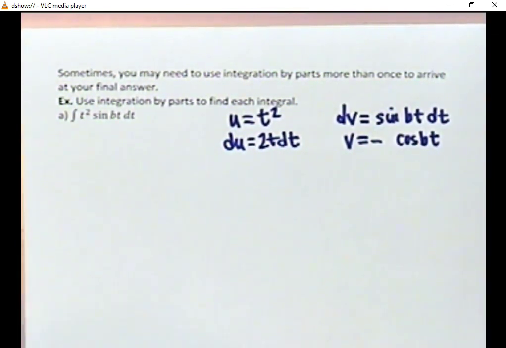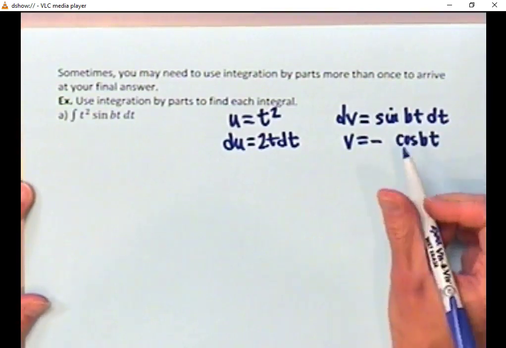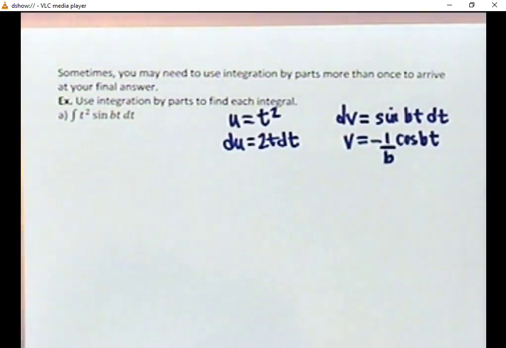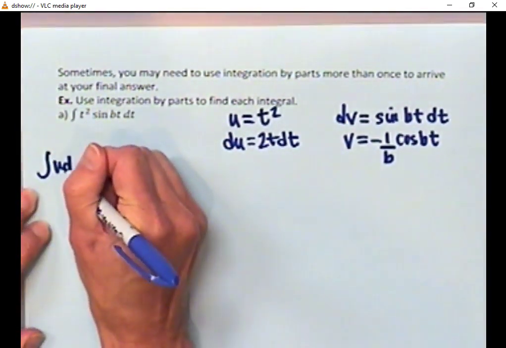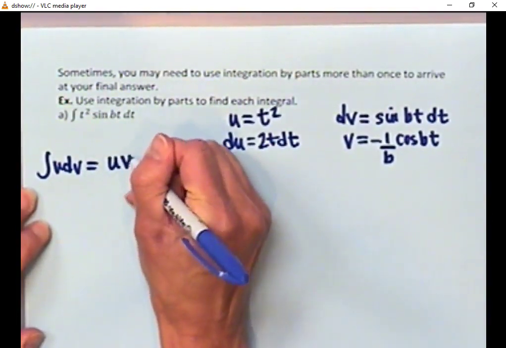Divide it, because it's the constant, right? So when the derivative of the inside is just a constant, you're going to divide that out front. So I'm just going to call it negative 1 over b cosine of bt. So that's kind of the shortcut. We're going to see that a lot. That works only if the derivative of the inside is just a constant. You can do that.